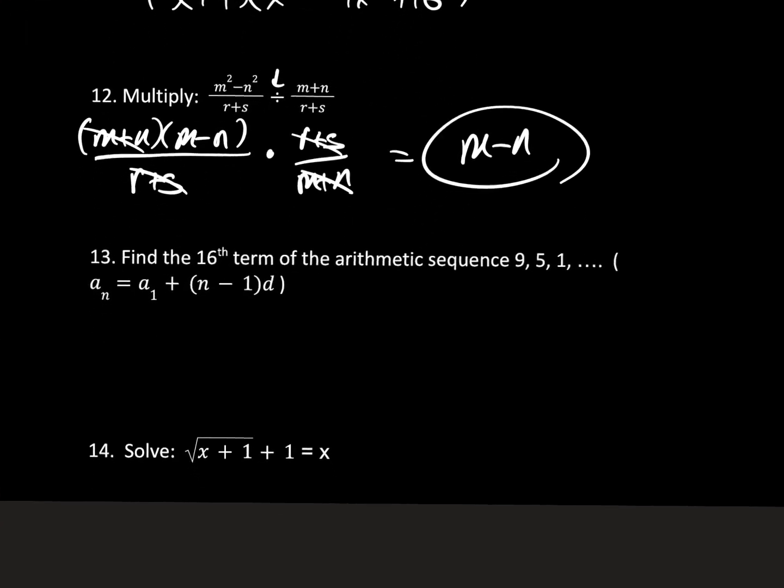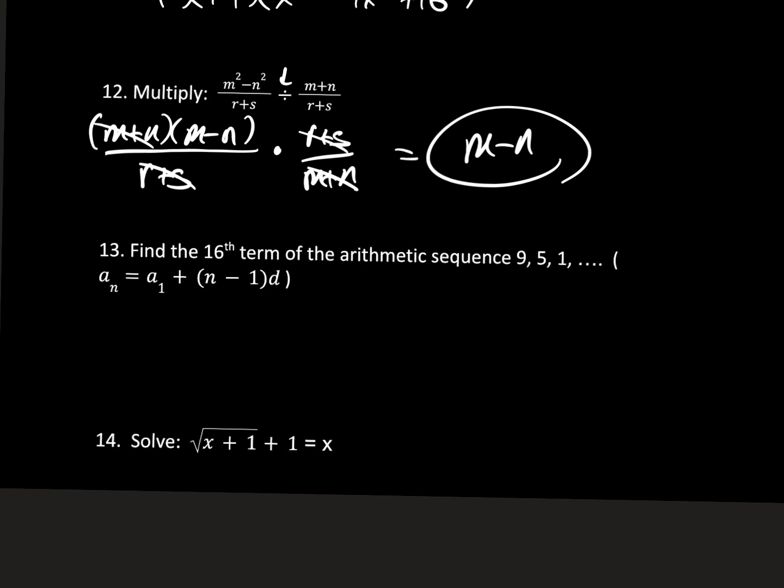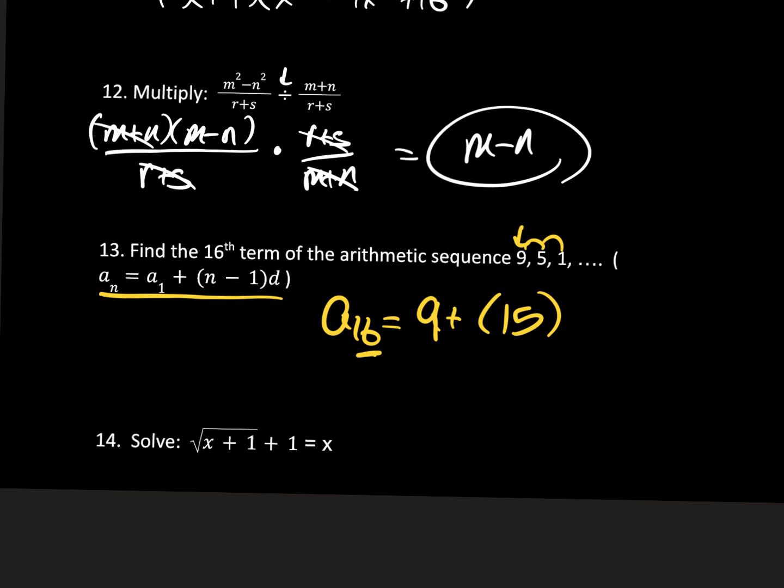And number 13, find the 16th term, and there's your formula. You're welcome for that. So to find the 16th term, that means a 16. You do the first term, which is 9, plus n minus 1. Guys, that's your n. 16 is n. 16 minus 1 is 15 times d. D is the difference in the terms. It's going down by 4, so I'm going to do 15 times negative 4. You can punch that in your calculator, and if you do, you should get negative 51.